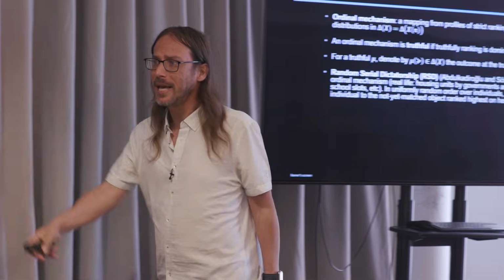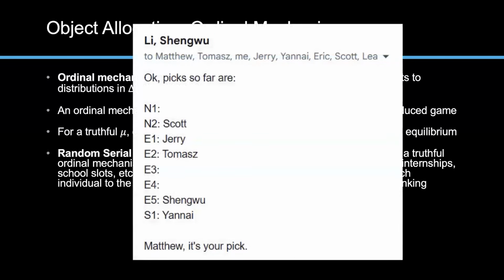And I don't only say that it's used abundantly in other places. This is also how we assigned offices in the new economics building at Harvard. You see that these are the people who already picked, and now it's Matthew's turn to pick his office among the remaining ones.